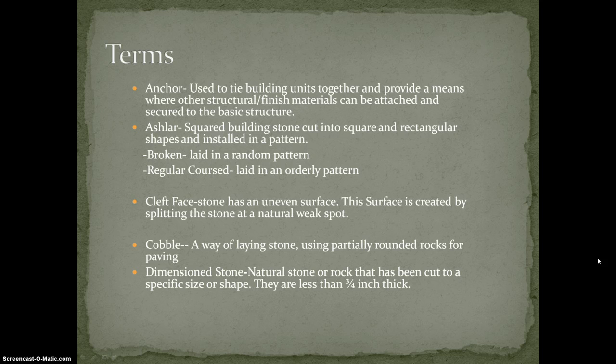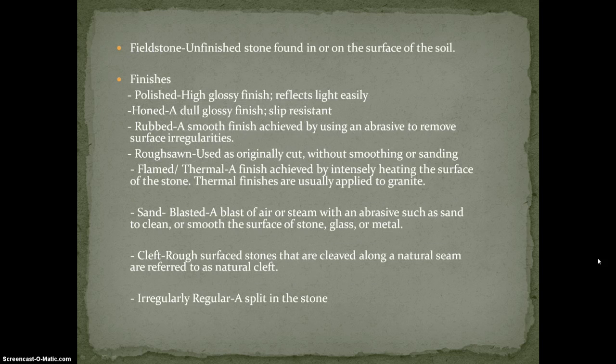Then, there's cobble, which is a way of laying stone, usually using partially rounded rocks for paving. Dimension stone is natural stone or rock that has been cut to a specific size or shape, and they are usually less than 3/4 of an inch thick. Then there's fieldstone, which is unfinished stone found in or on the surface of the soil.